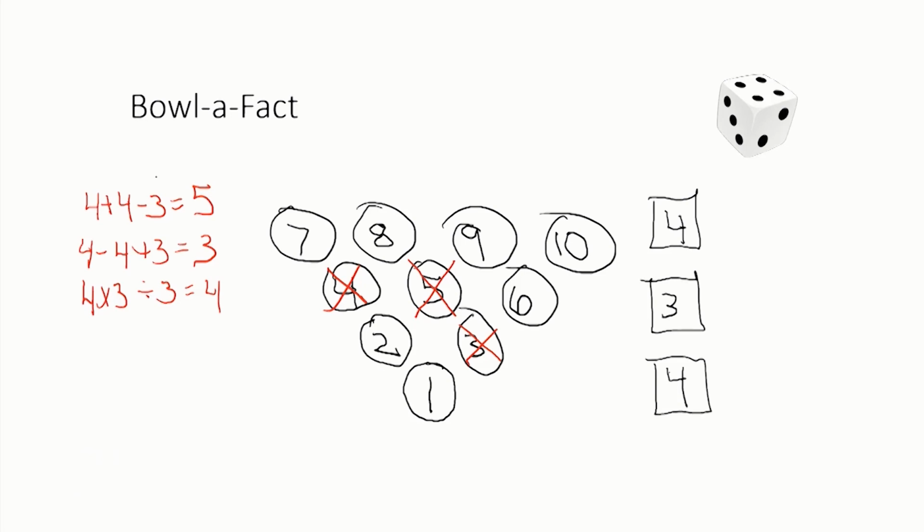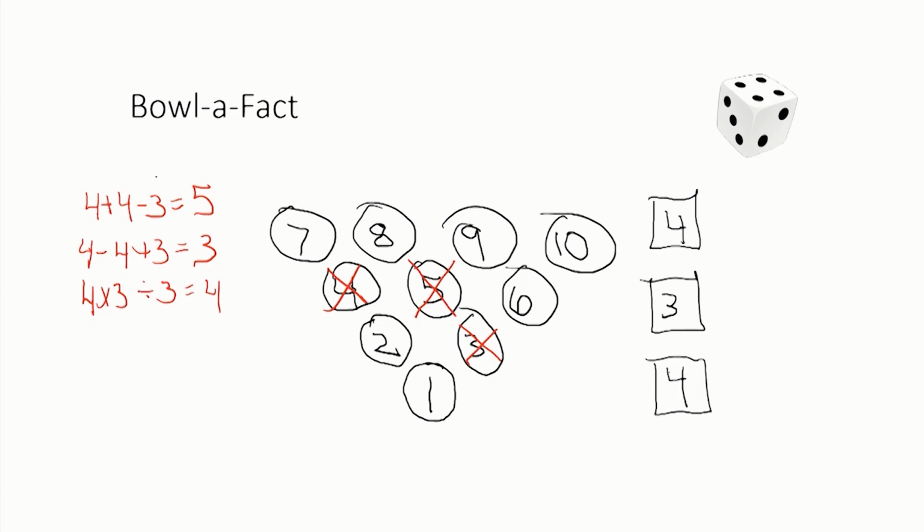My first number sentence was 4 plus 4 minus 3 equals 5, because I know that 4 and 4 is 8, and 8 subtract 3 is 5. And then I crossed off the 5 bowling pin. My next number sentence is 4 minus 4 plus 3 equals 3, because I know 4 minus 4 is 0, and then add 3, you get 3. So then I crossed off the 3 bowling pin.